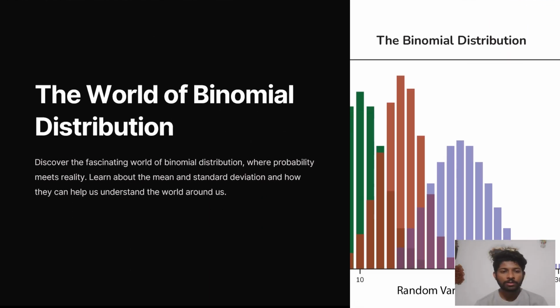So, today we are going to learn about binomial distribution. In probability theory and statistics, the binomial distribution with parameters n and p is the discrete probability distribution of the number of successes in a sequence of n independent experiments, each asking a yes or no question and each with its own Boolean-valued outcome. Discover the fascinating world of binomial distribution, where probability meets reality. Learn about the mean and standard deviation and how they can help us understand the world around us.